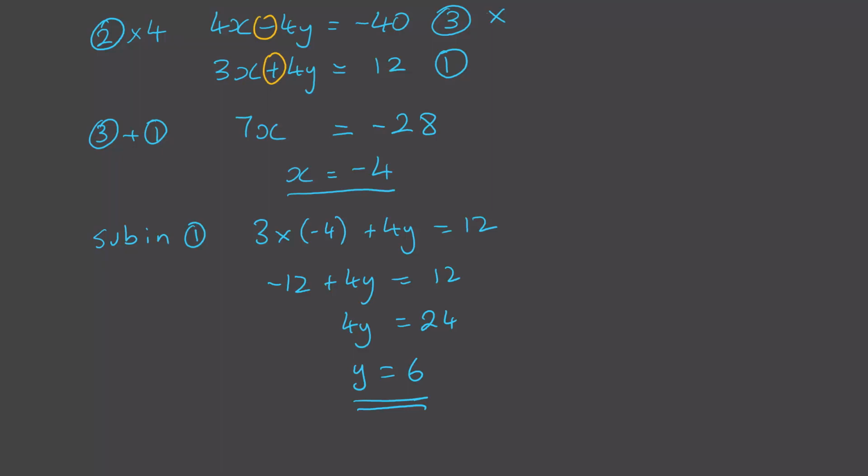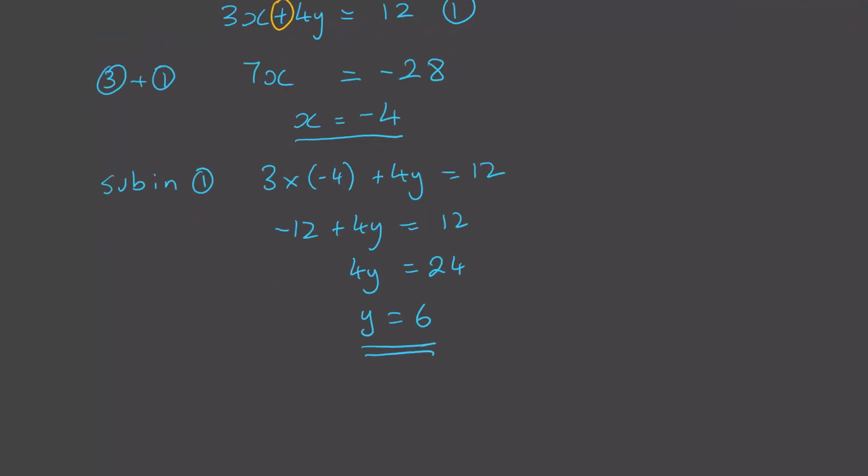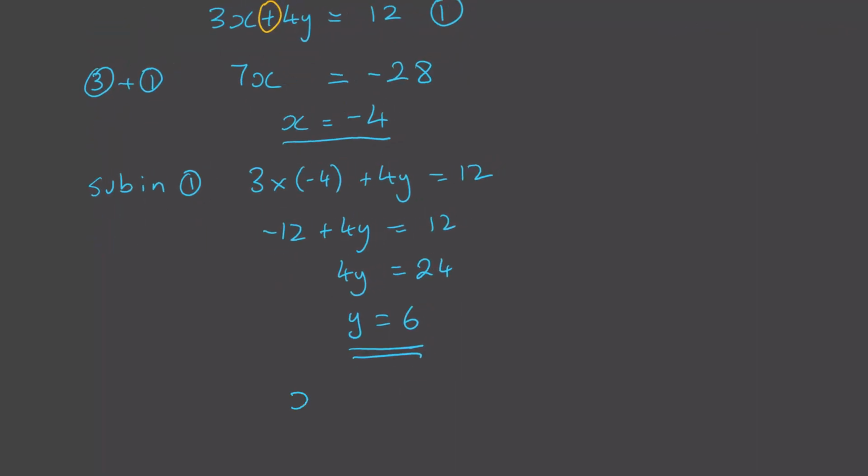Let's just check that that works in equation 2. So x is negative 4. And then if we took away 6, that is equal to negative 10. So it does work in the second equation there. So my final solution here is that x is equal to negative 4 and that y is equal to 6.